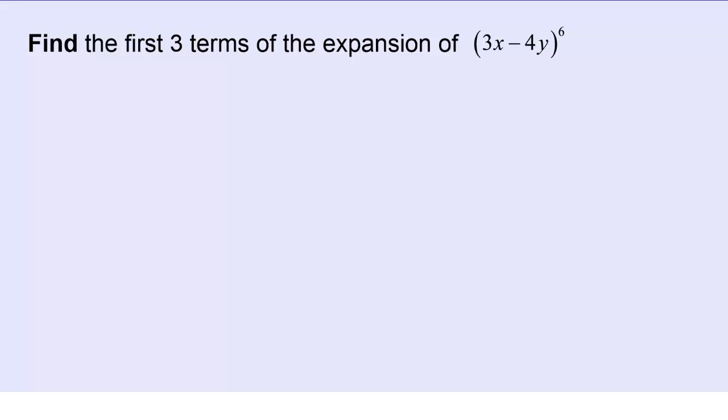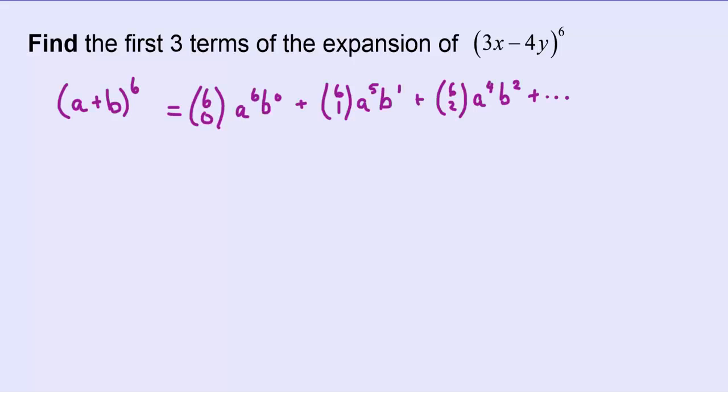Step 1 was to write out the expansion of a plus b to the exponent 6. Because we only need to find the first three terms, I only expanded the first three terms. But I included this dot dot dot at the end to just let us know that it does continue beyond that. Don't forget that if the question asks you for only the first few terms of an expansion.